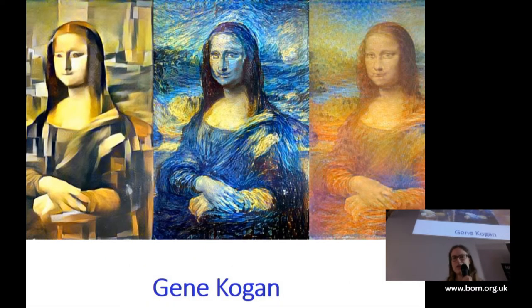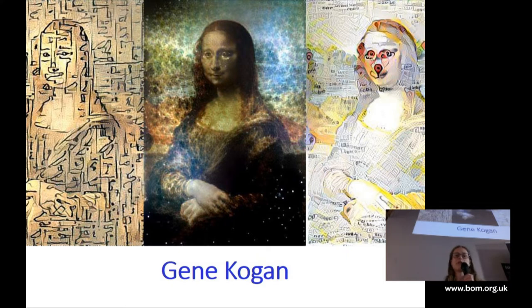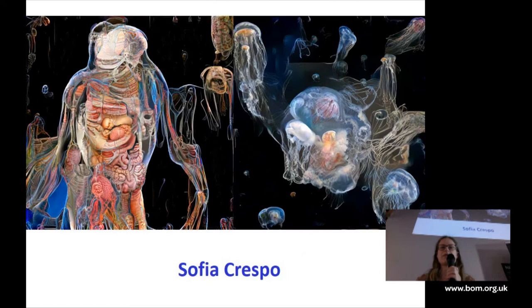Artists such as Gene Kogan have played around with Style Transfer, applying it to the image of the Mona Lisa and making her cubist, impressionist, or pointillist, or also broadening the definition of style to incorporate Google Maps, calligraphy, and other images. And there's also Sophia Crespo, an artist who tries to minimize the aspect of content and let her images run away more with a particular style. I think in this case it's various sea creatures and such animals.